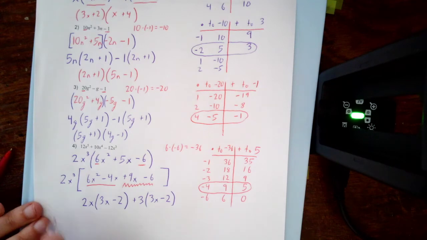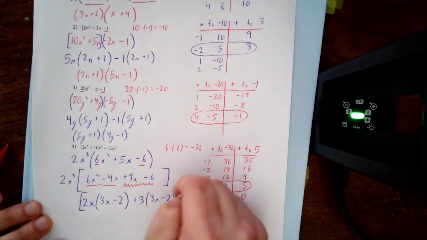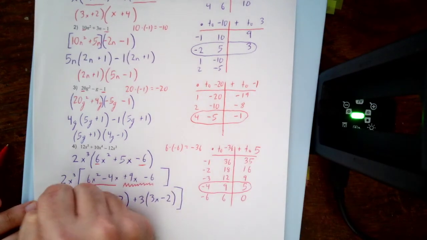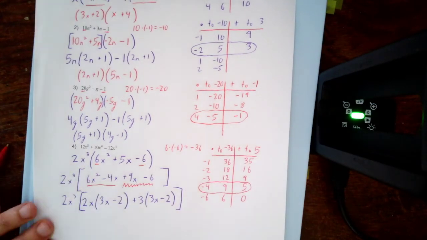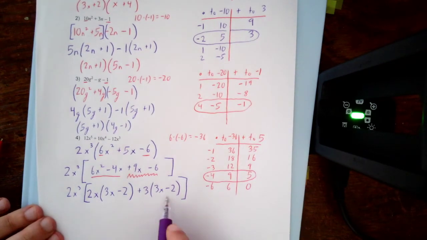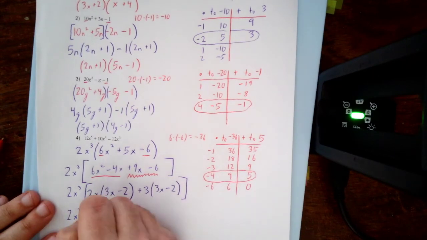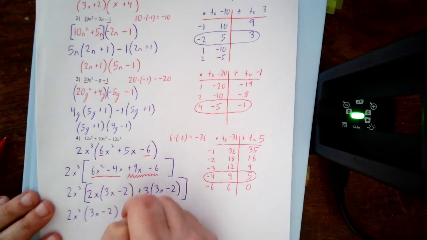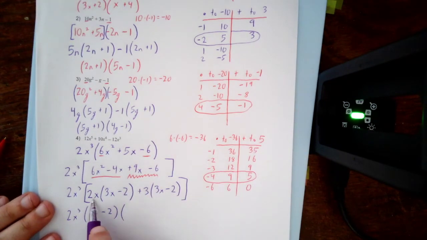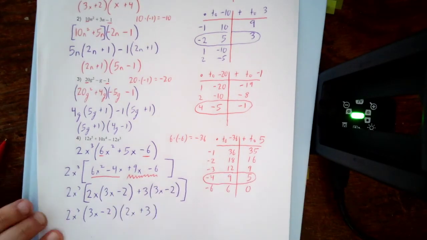Be careful, though. Don't forget the 2x cubed out front. So I'm going to leave my big brackets, and I'm going to write 2x cubed out front. Now, I have one last step, and that's to work with this group here. I have 2x cubed. The group I factor out is 3x minus 2. And the group I have remaining is 2x plus 3.